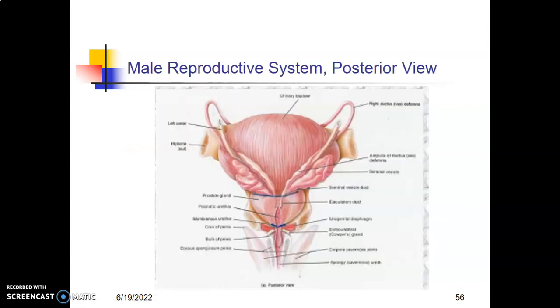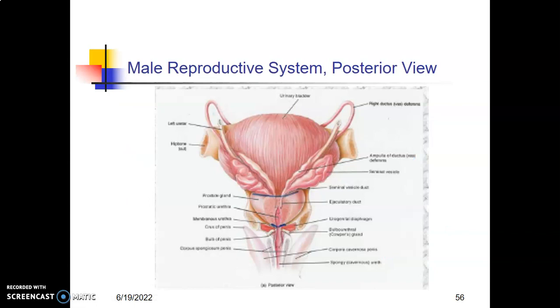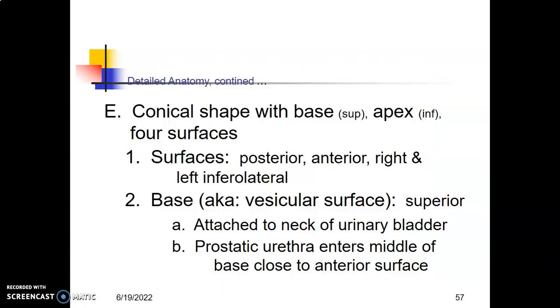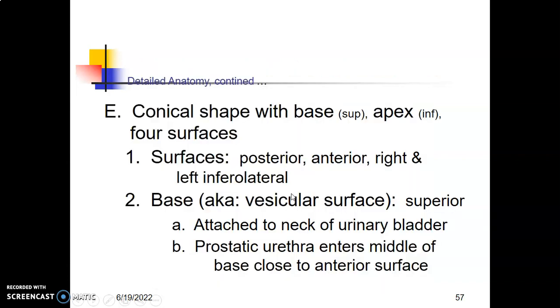There's a base and an apex. So this is the base, this is the apex, and it also has surfaces. It has a posterior surface, anterior surface, and inferolateral surfaces. The posterior surface is close to the rectum, the anterior surface is towards the pubic symphysis, and the lateral surfaces are on the left and right sides. The base is attached to the neck of the urinary bladder. So this is the bladder, and the prostate is attached there. This is the base of the prostate.